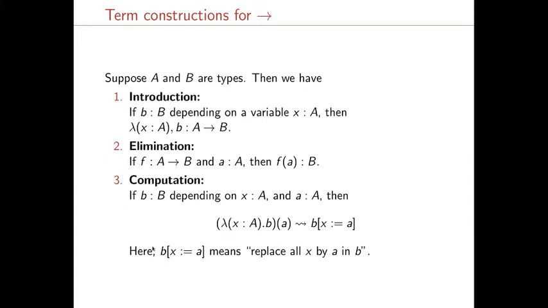And the computation rule says that if we start with b, which is a proof of B that depends on x of type A, and we have an element a of A, then we can recover that b in the sense that we get b back where we have to replace all the occurrences of x by a.